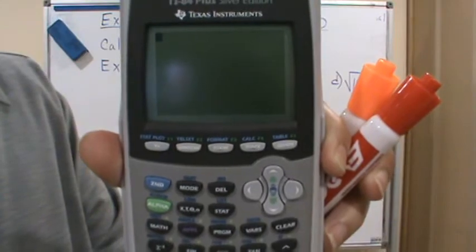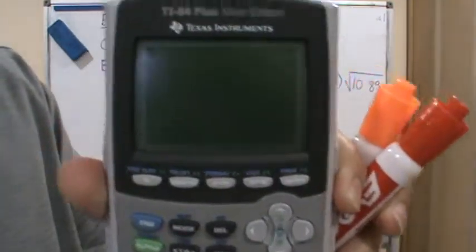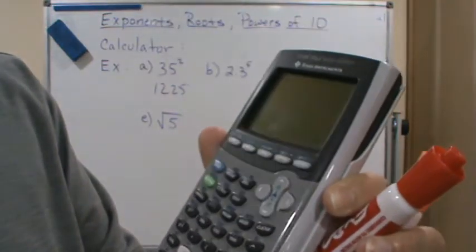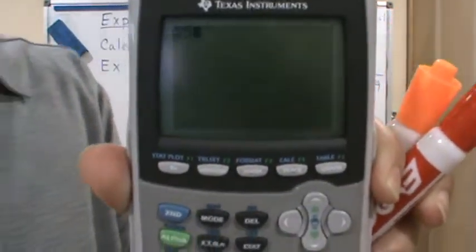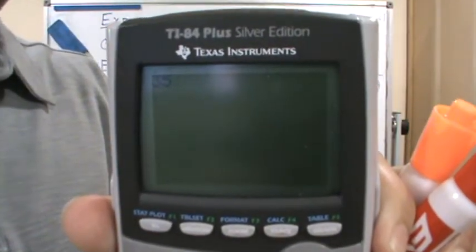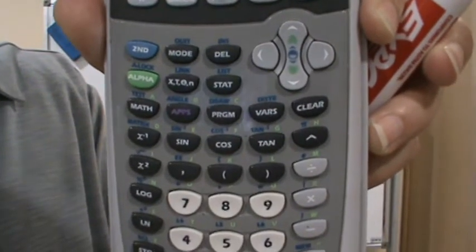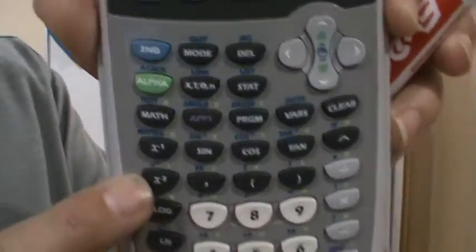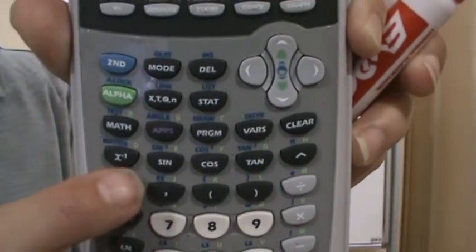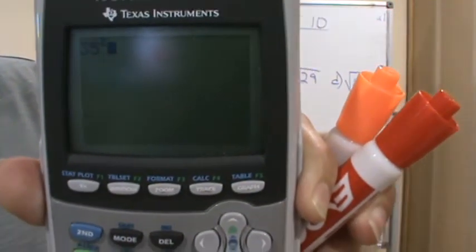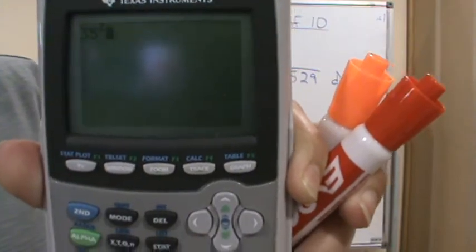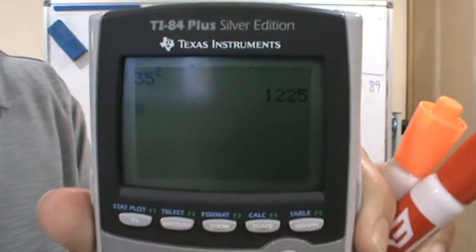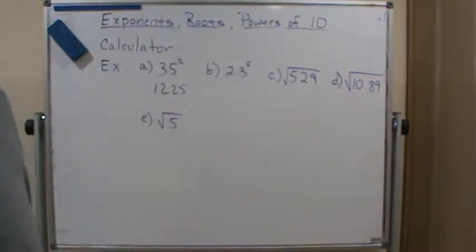What I'm going to do is put the number in. So I'm going to put in 35. Then I'm going to square it. So what key am I going to use? I'm going to use this key right over here, my square key. If I hit it, watch what happens. It becomes 35 squared, and then all I have to do is hit the enter key and I get 1225. That's what I got.